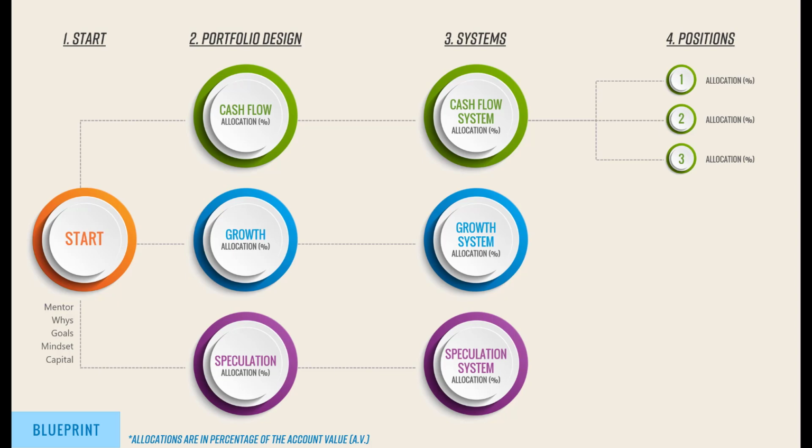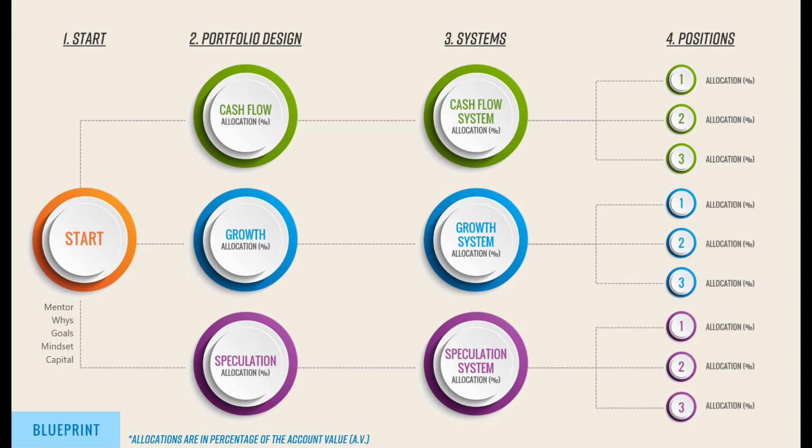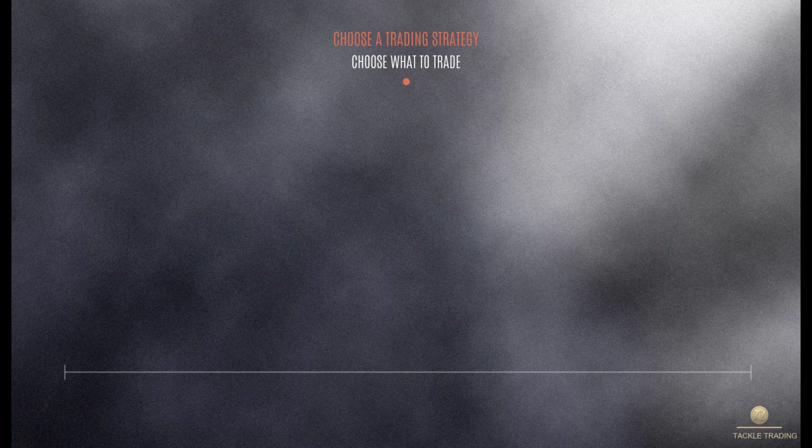The same thing can be said about growth systems or speculation systems. So the first step is determining what your portfolio design is, what systems are you going to trade. The next step in terms of systems would be the percentage of allocation to specific systems. And then the last step would be to determine what your position size is per trade within a system, and that goes for cash flow, growth, or speculation.